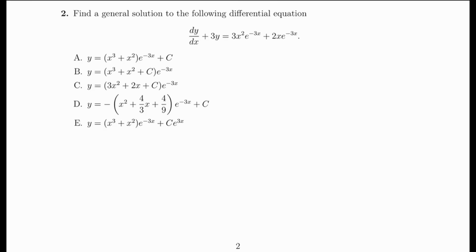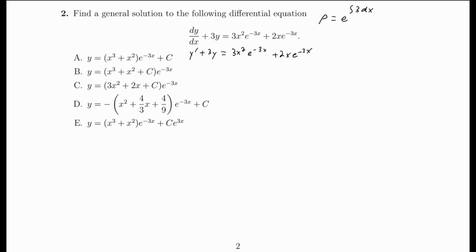Number 2 is a first-order linear differential equation. You can rewrite this as y prime plus 3y equals 3x squared e to the negative 3x plus 2x e to the negative 3x to see that a little bit better. This means we're going to find our integrating factor. Rho is going to be equal to e to the integral of 3 dx. We're getting that 3 from our coefficient on the y term there.